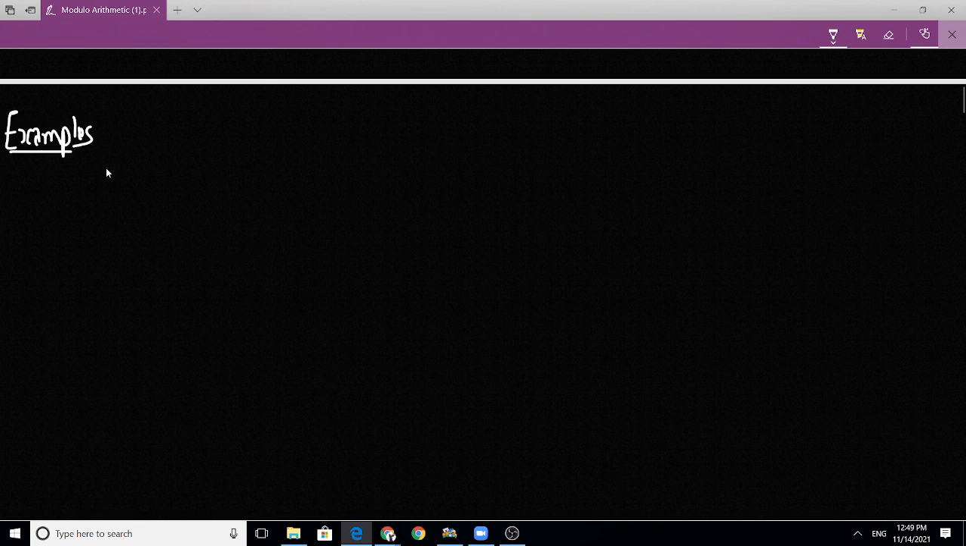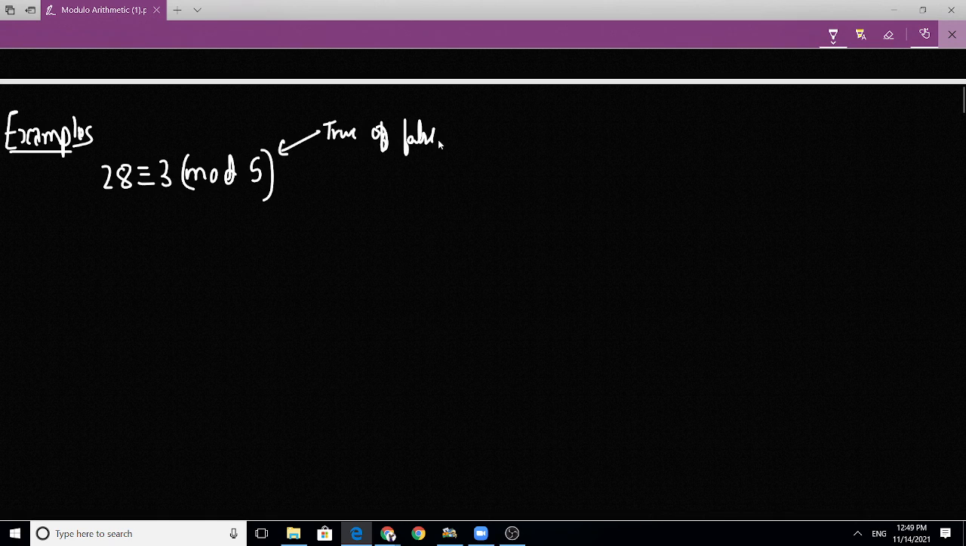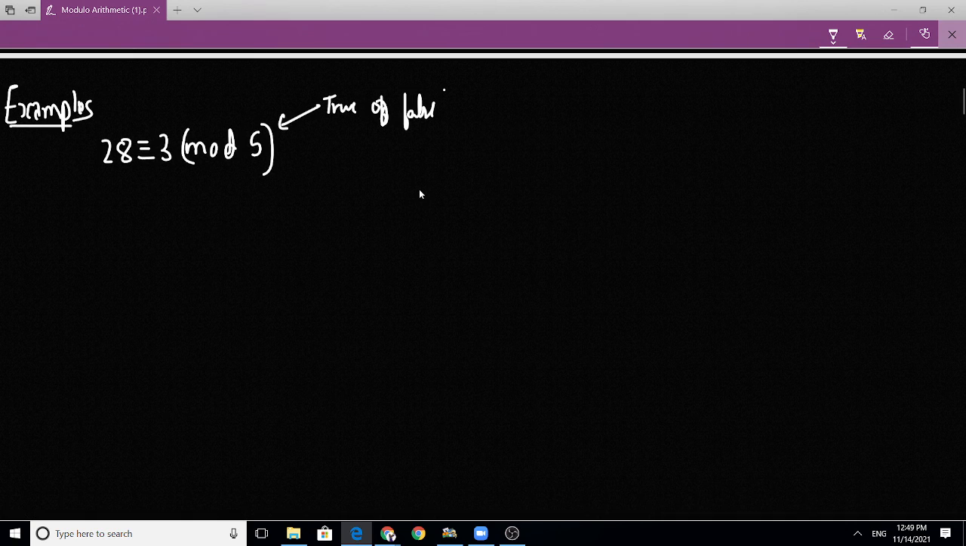So if I have 28 congruent to 3 mod 5, I'm asking whether this is true or false. Just pause the video and start solving it. I want you to try on your own first, which develops your mental ability and problem solving strategy also. So I'm going to solve it now.